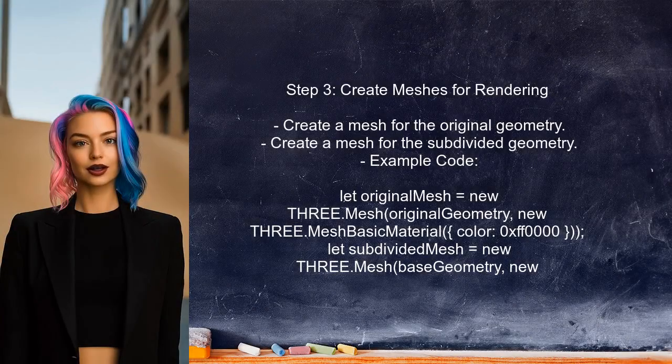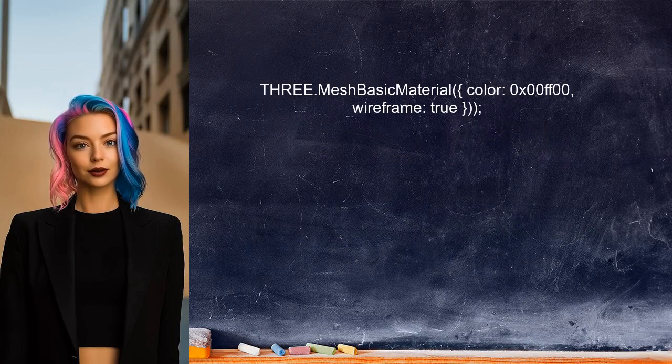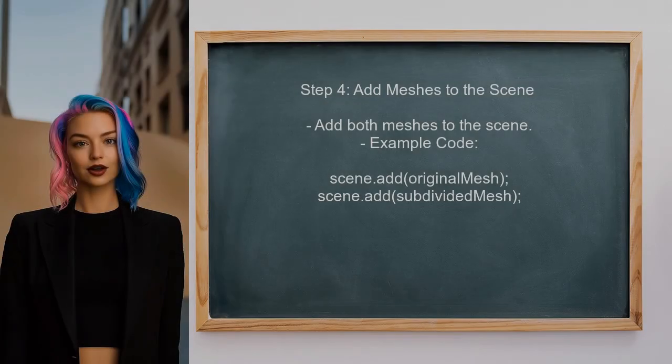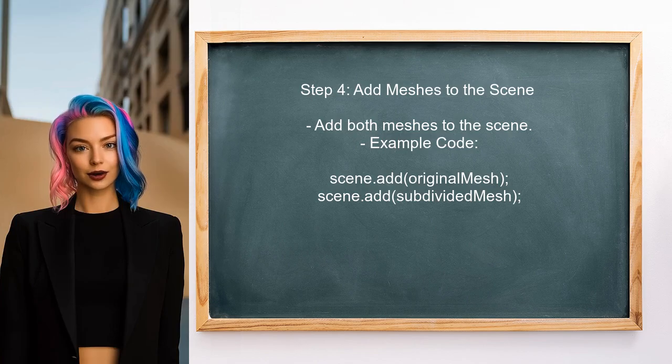After applying the modifier, the user needs to ensure that the original geometry is still used for rendering. This means they should create a mesh using the original geometry and the modified geometry for visual detail. Finally, the user should add both meshes to the scene. This allows for the original shape to be displayed alongside the higher resolution version, achieving the desired effect.